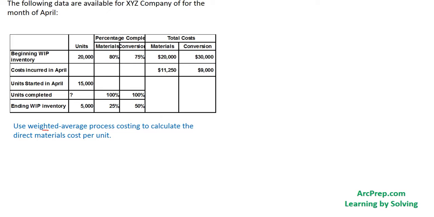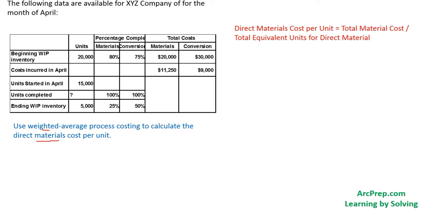Now, under the weighted average method, let's calculate the direct material cost per unit. Under the weighted average method, we need to take the total material cost, including work in process and the cost incurred in the month, divided by total equivalent units. That is, the work in process inventory was 20,000, cost incurred is 11,250, and we are dividing it by equivalent units for materials specifically. And we calculated in the first step that it was 31,250. Direct material cost per unit turns out to be $1.